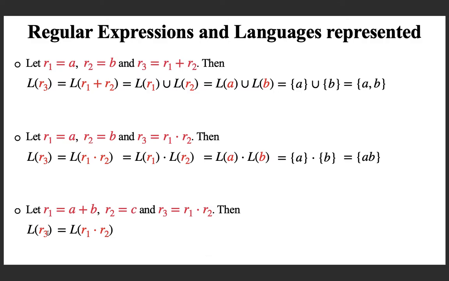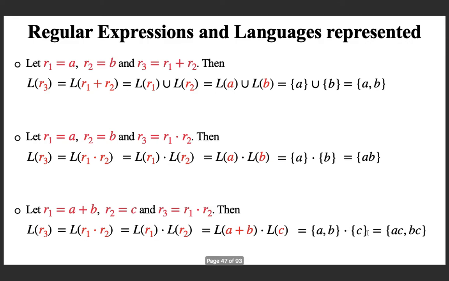By definition, R3 is R1 concatenated with R2, and from the semantics of the language represented, this is the language of R1 concatenated with language of R2. We know what is the language of R1 from this set AB. Language of A plus B, which is set AB. Language of C is just set C. If you apply concatenation, you will get AC and BC in the language. So these are very simple languages and their regular expressions. We can see more examples.